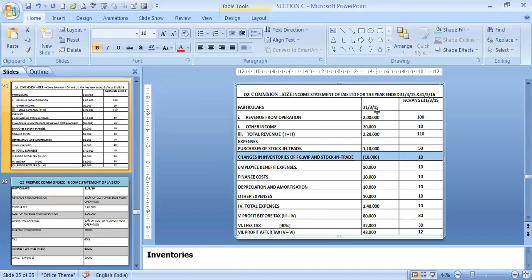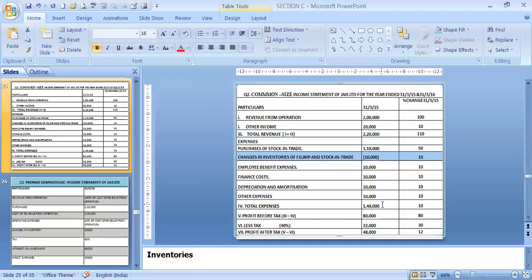Only 1 year's figure is given, so we are writing only 1 year. Revenue from operation is 2 lakhs, given in the sum. Other income 20,000 given in the sum. Total revenue 2,20,000, we added both of them. Expenses were purchase, changes in inventory negative 10,000, and employee benefit expenses 10,000. Negative means our closing stock is higher than the opening stock. That means 10 minus 20, suppose, so minus 10. Finance cost 10,000, depreciation 10,000, other expenses 10,000.